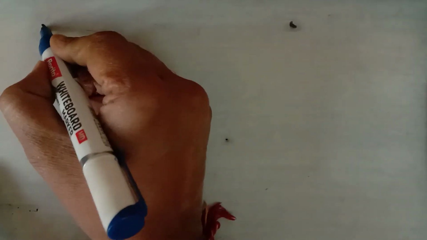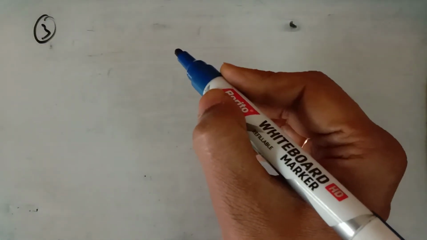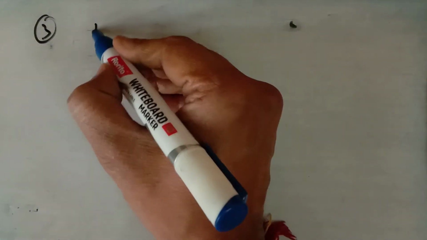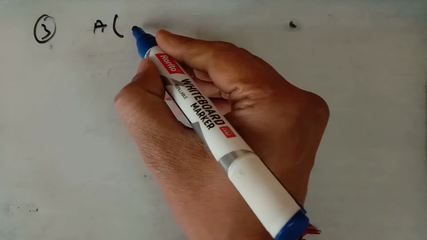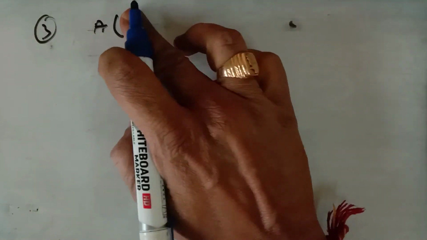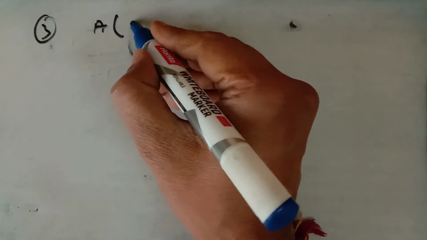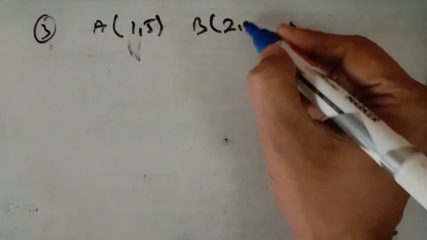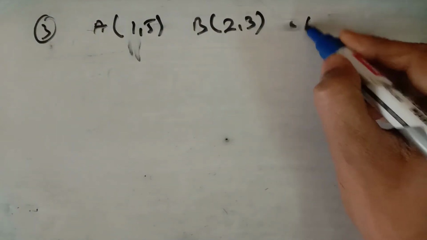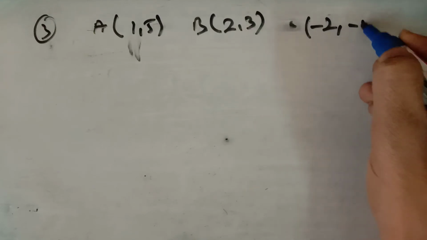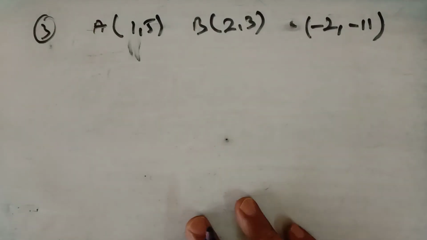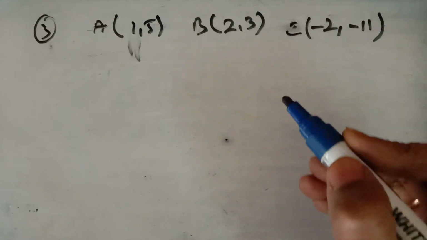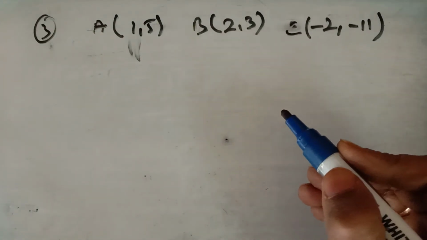Now question number 3 says that you have to determine if the 3 points are collinear. Now you know what is the meaning of collinear. Collinear means when the points lie on the same straight line. So the points are A, B and C, with C as (−2, −11). Now how can we say that these 3 points are collinear or not?